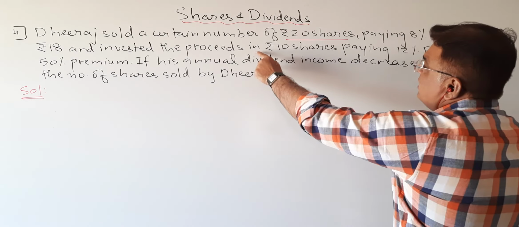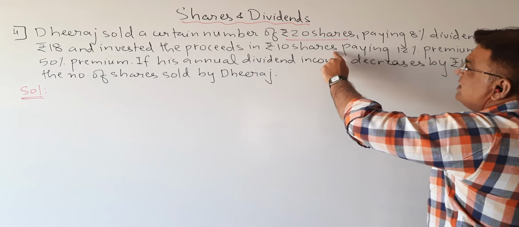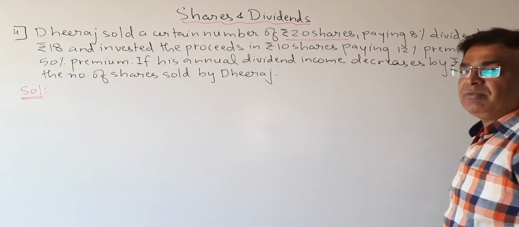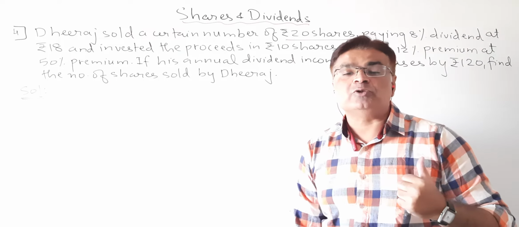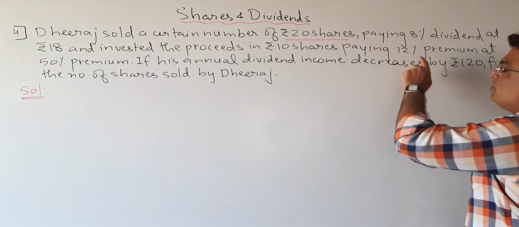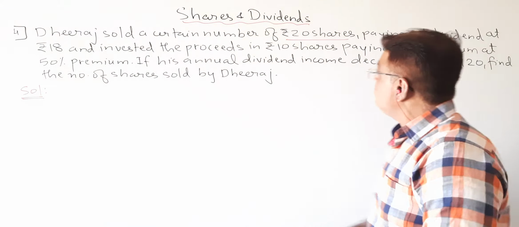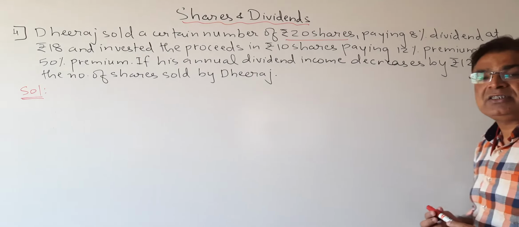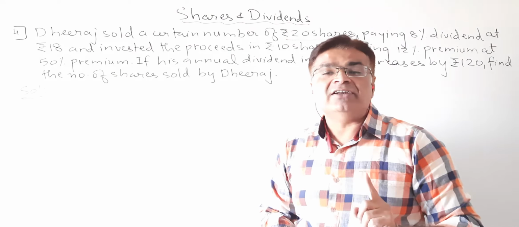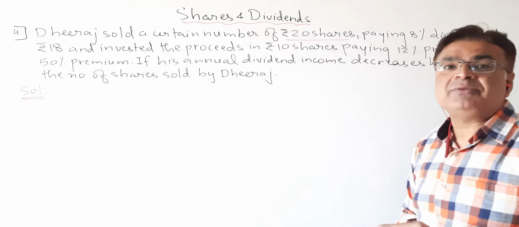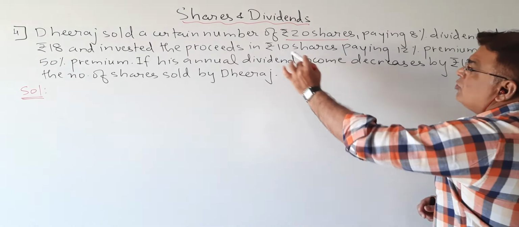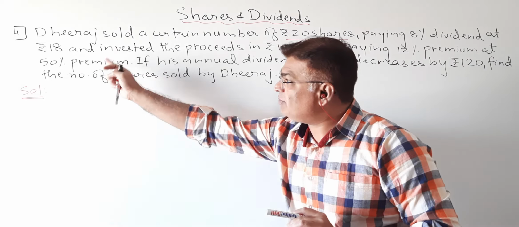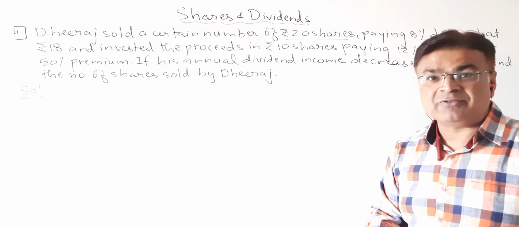So what is the data given of that share? Rupees 10 shares. So that is the face value. Paying 12% premium and 50% premium. So here students, many students are confused about what it means, 12% premium at 50% premium. See, what is written: rupees 10 shares paying 12% means 12% is the dividend. At 50% premium means the share of rupees 10 is available at 50% premium. So this 50% premium you will use to calculate the market value.